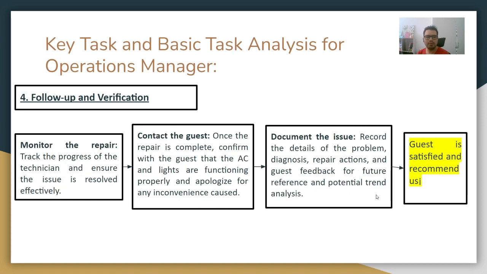The fourth step is follow-up and verification. Monitor the repair: track the progress of the technician and ensure the issue is resolved effectively. Contact the guest once the repair is complete. Confirm with the guest that the AC and lights are functioning properly and apologize for any inconvenience caused. And after that, document the issue. Record the details of the problem, diagnosis, repair action, and guest feedback for future reference and potential trend analysis. Finally, the goal is that the guest is satisfied and recommends us.